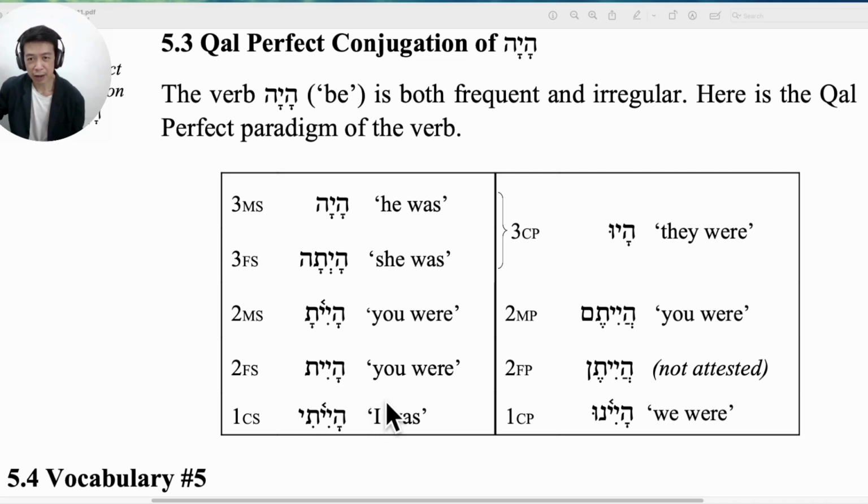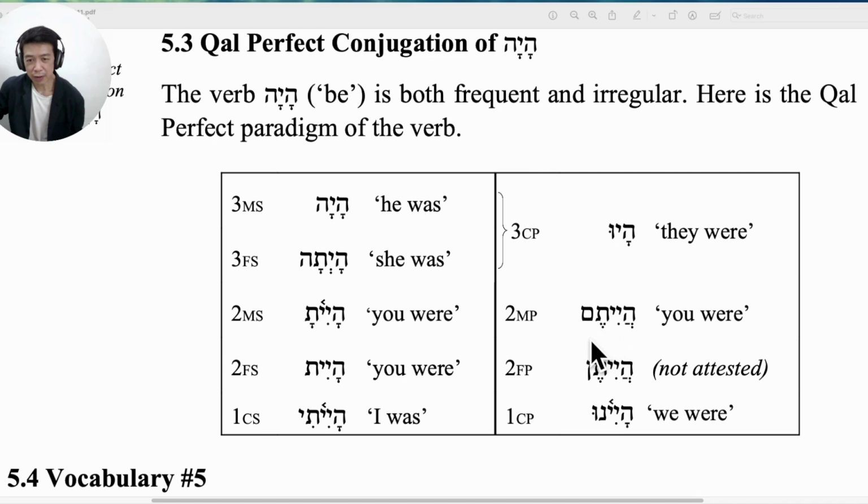Next, let's take a look at the plural forms. For they were, the vav is added to hayah, so it becomes hayu. For you were, tam is added to hayah. Since the hey is transformed into a yod, it becomes hayitem.